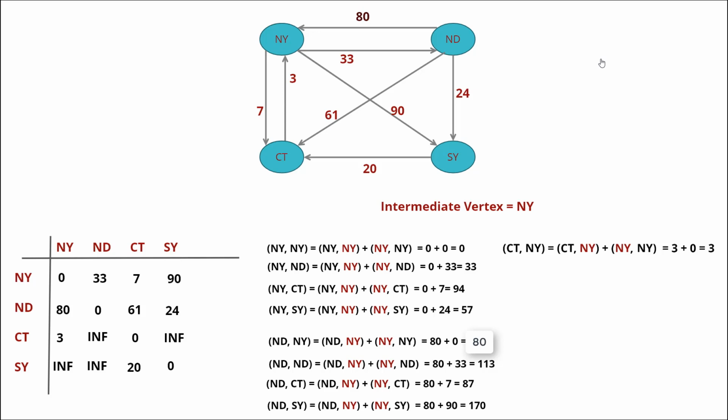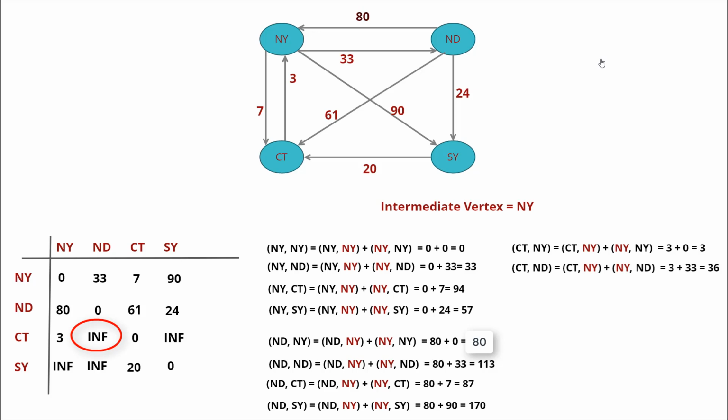On moving to row 3, the first iteration will be CT to NY. On inserting an intermediate vertex of NY, the path will be like CT to NY plus NY to NY. The resulting sum of weightage is 3. Now comes the important point. On the next iteration, the source is CT and the destination is ND. On inserting an intermediate vertex of NY, the path will be like CT to NY plus NY to ND. The weightage of CT to NY is 3 plus the weightage of NY to ND is 33, which results in a sum of 36. So now what is the existing weightage for CT to ND in the matrix? The existing weightage is infinity.